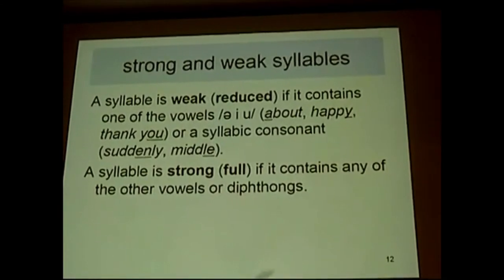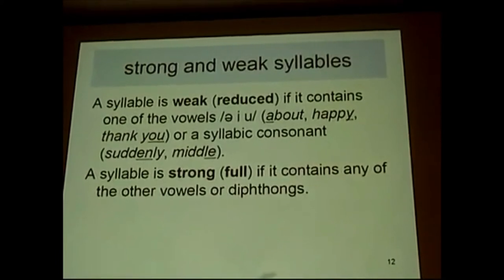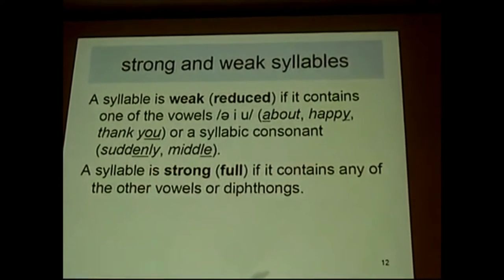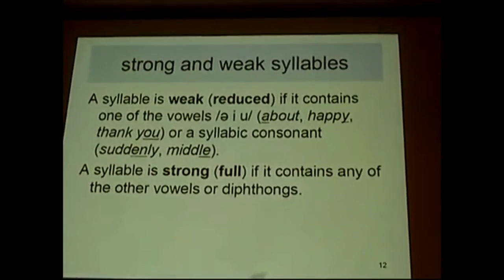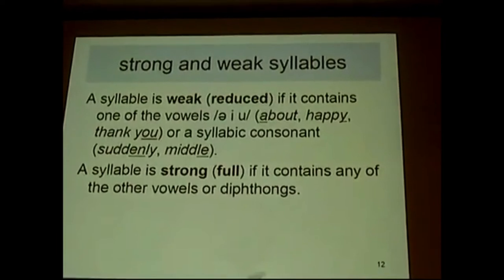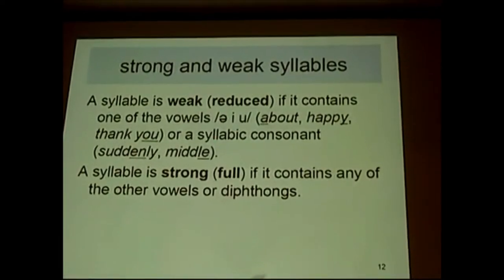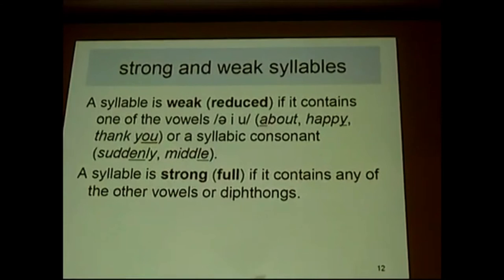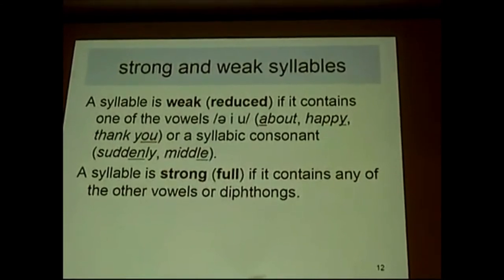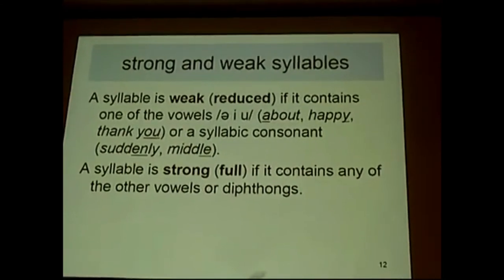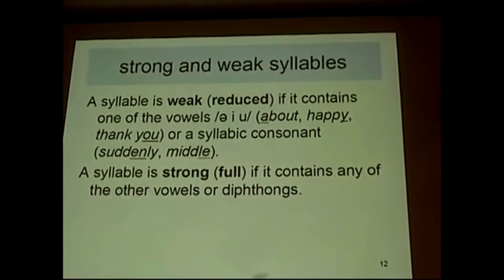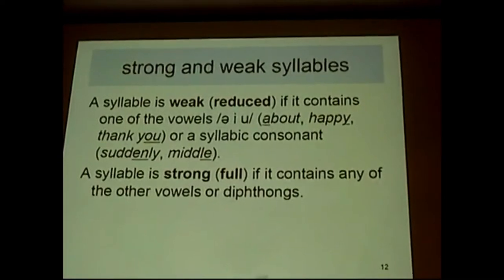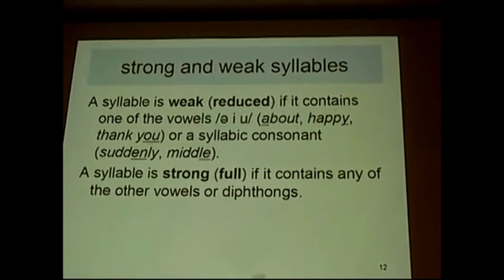There's another kind of weak or reduced syllable, and that's a syllable which is so weak it hasn't even got a schwa in it anymore. The schwa itself has disappeared, leaving behind a syllabic consonant. In a word like suddenly, the N does form a syllable, a very weak syllable. We have sud, which is a strong syllable, then we have n, and then we have li. Li is another weak syllable that contains the happy vowel.